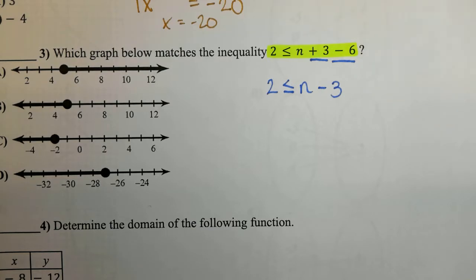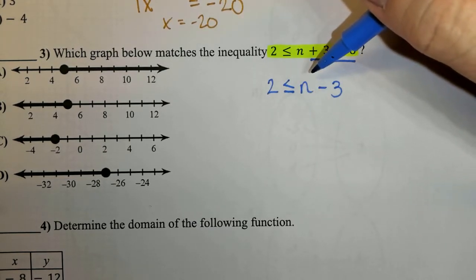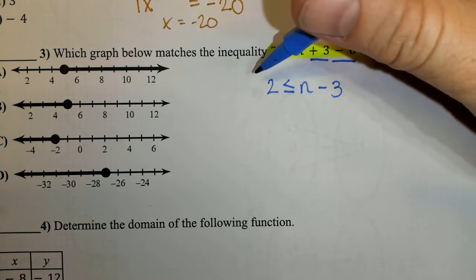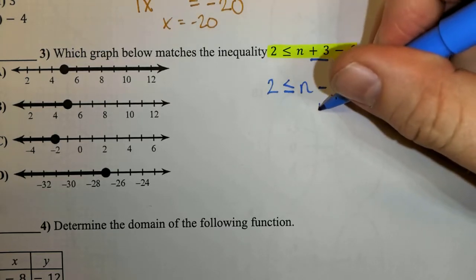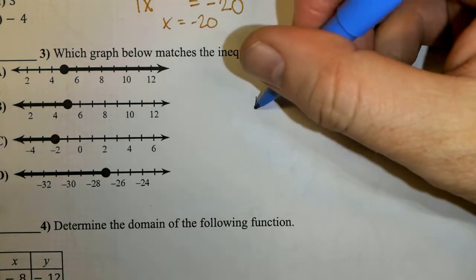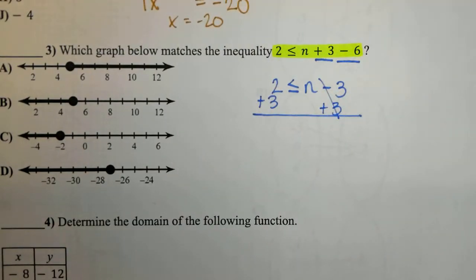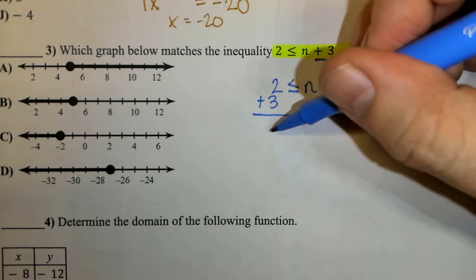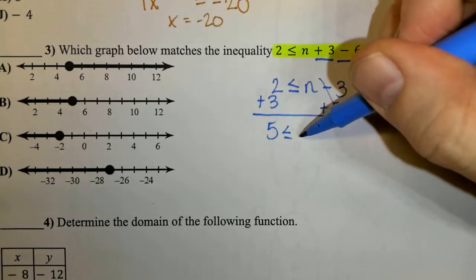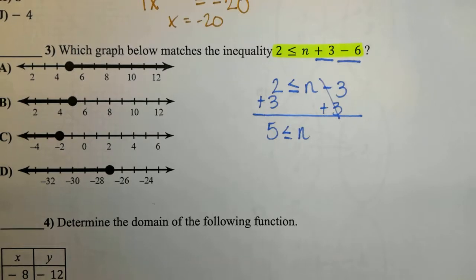Okay. Now from here, this is just like all the other ones. My letters are already on the same side because I already have an n. I don't have one over here to move, which means I want to move all my numbers away from my letter. So I have 2 plus 3 is 5, and now that is my answer.